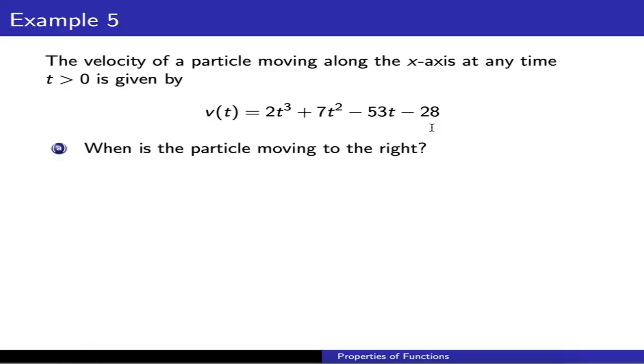Okay, so now we want to know when the particle is moving to the right. As we saw from the graph, it's moving to the right for values of t that are greater than 4. So in interval notation, that's parenthesis 4, comma, infinity, parenthesis.